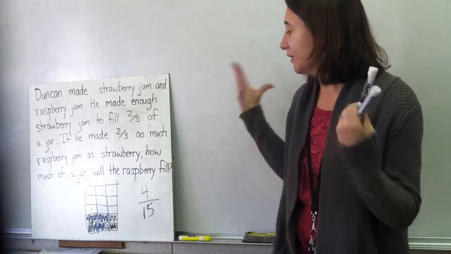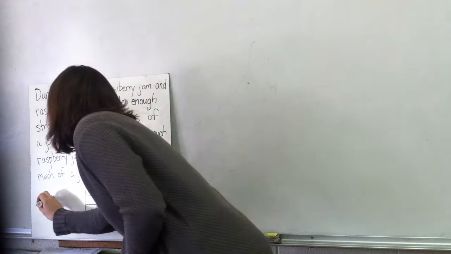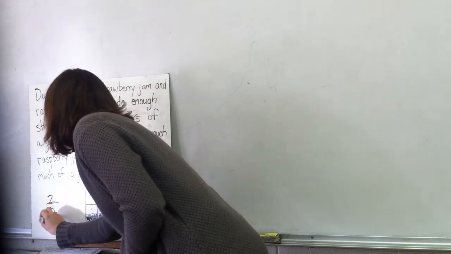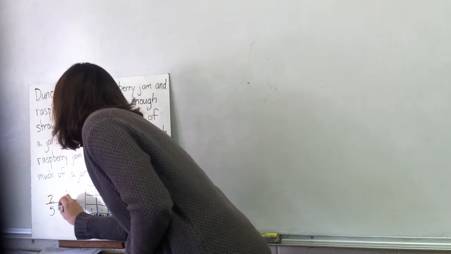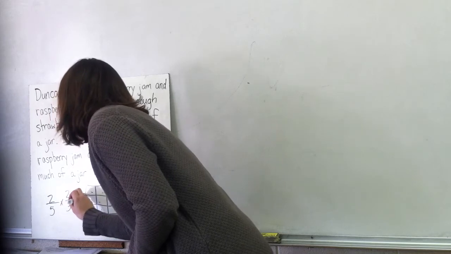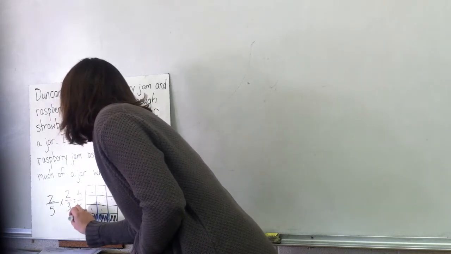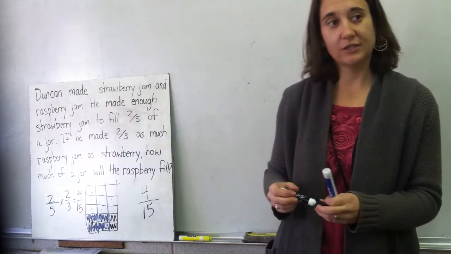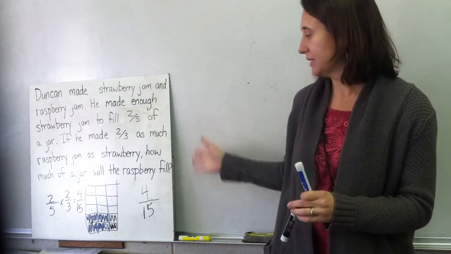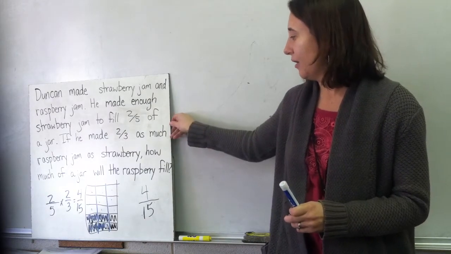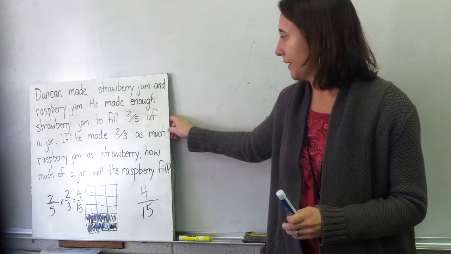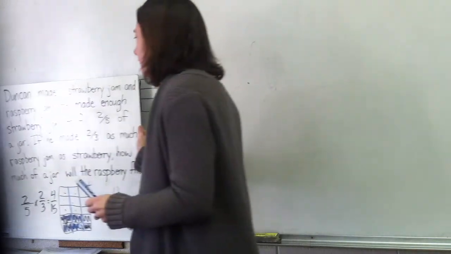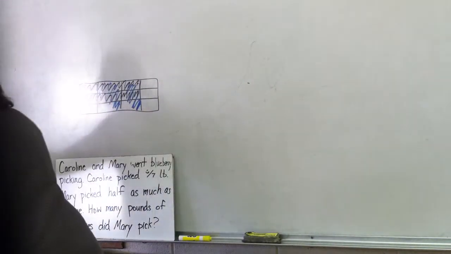Now you can see it the numerical way by saying 2/5 times 2/3 equals 4/15. So we got the same answer. You see it in both pictures and you see it now in the numerical way as well. Alright, so good. So now let's try this one together.